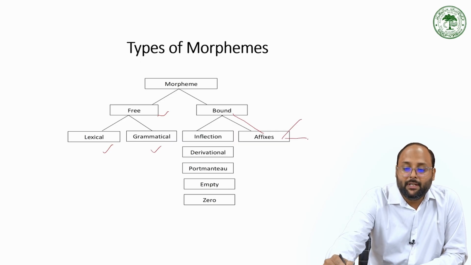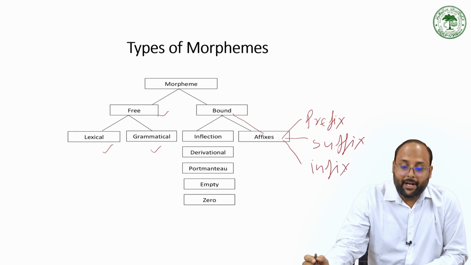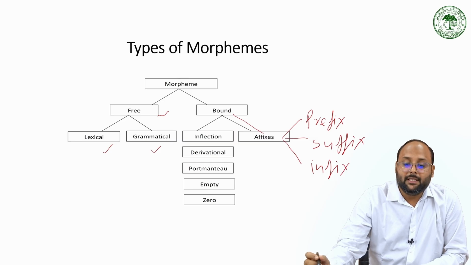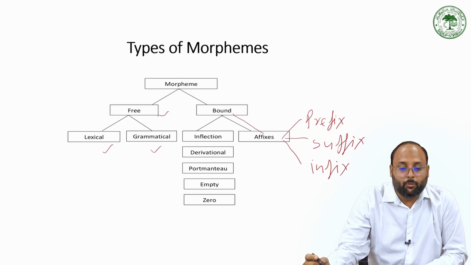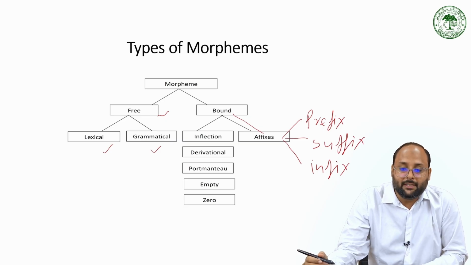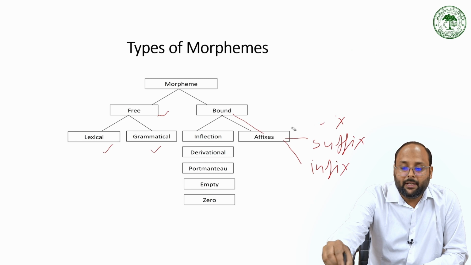Affixes means three terms. One is the prefix, the second is the suffix and the third one is the infix. And bound morphemes also include the inflectional morpheme, derivational morpheme, portmanteau morpheme, empty morpheme, and zero morpheme. Inflectional and derivational morphemes we have also discussed in the previous lecture about the morpheme, but now we are discussing in some detail what inflectional and derivational are.